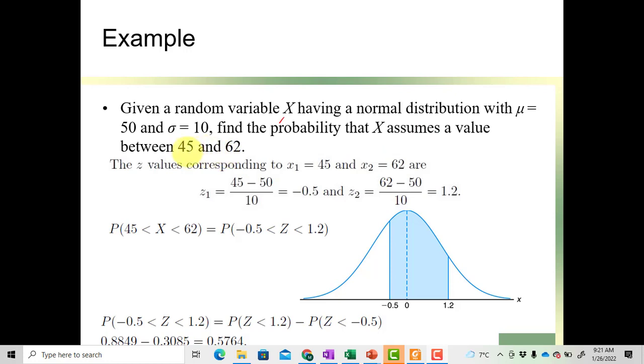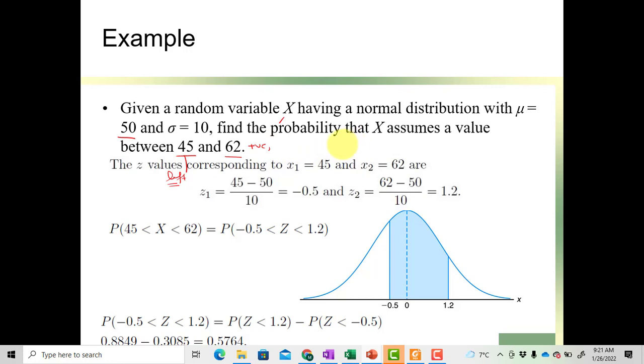So you can see what the clues are. First of all, our mean is 50, and 45 is less than this mean. It means that it will lie on the left hand side, and we'll have to check in the negative z distribution table. 62 is greater than 50, so the z value will be positive, and it will be in the positive z distribution table.